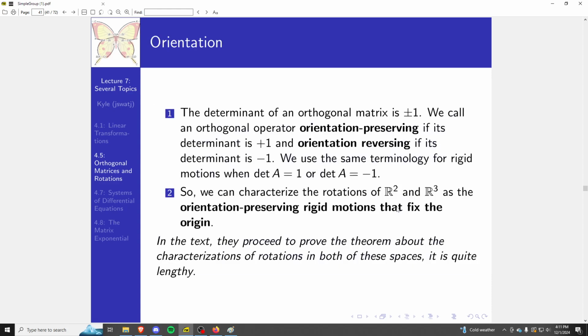And so the determinant of an orthogonal matrix is plus or minus 1. We call an orthogonal operator orientation preserving if its determinant is plus 1, and orientation reversing if its determinant is negative 1. And we use the same terminology for rigid motions. They're orientation preserving or orientation reversing if the orthogonal matrix has a determinant 1 or negative 1. And so we can characterize the rotations in R squared and R cubed as the orientation preserving rigid motions that fix the origin, which is a mouthful.